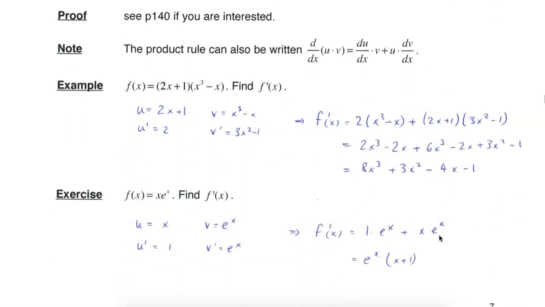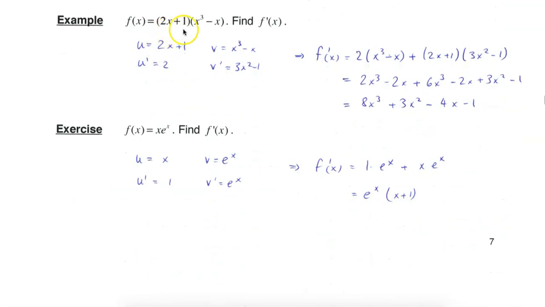So here's a first example. F of x equals 2x plus 1 times x cubed minus x. We could have done that using distribution first and then using the power rule. Yes, we could have, but let's use the new rule that we've just learned. U is going to be 2x plus 1. So this is going to be u, and then this is going to be v.